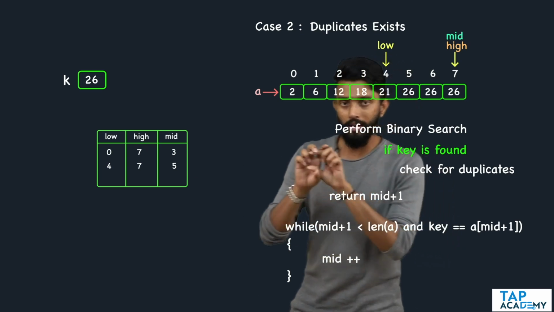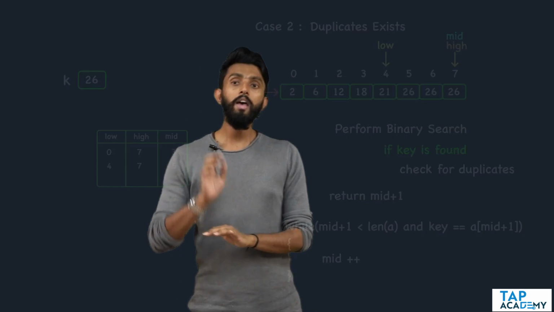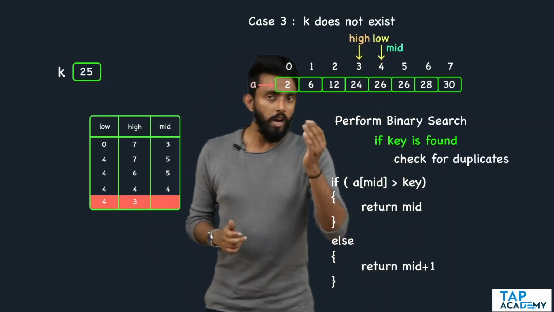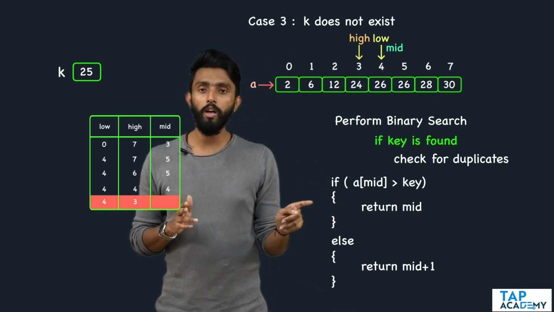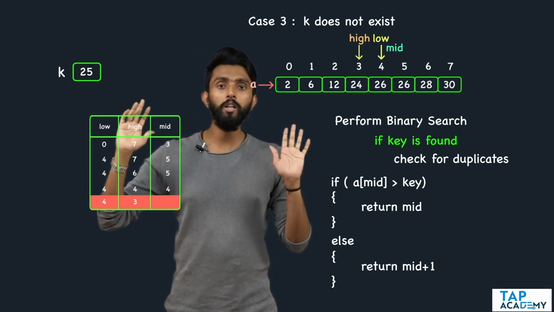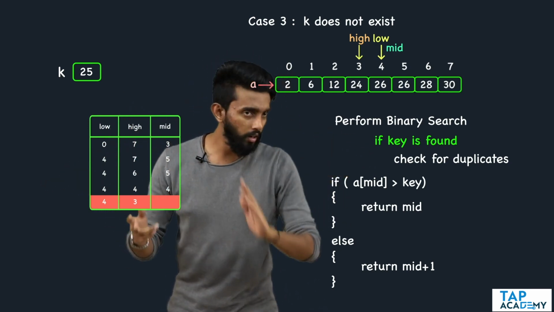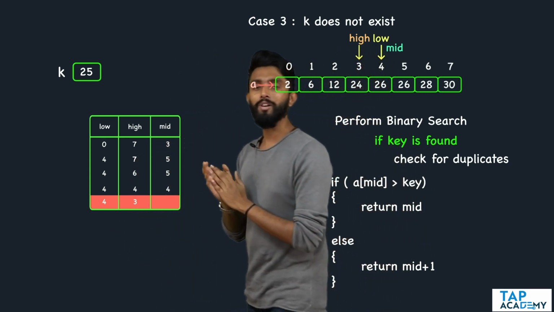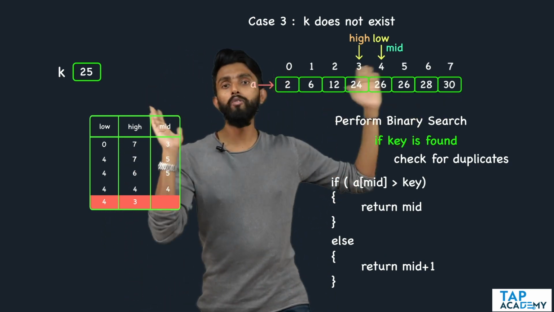Any confusion? So returning mid plus 1 works if the element is there and duplicates are also there. However, if the element does not exist, then directly returning mid plus 1 will give a wrong answer. You have to return the mid index. So for that, check if the element at mid was greater than key, which means it was not there. If it is not there, just return the mid index. Otherwise, it was there, maybe with duplicates, maybe without, we don't care. Return mid plus 1, because we have already taken care of that here. Any confusion till here? So this is the simple algorithm to solve such a problem.